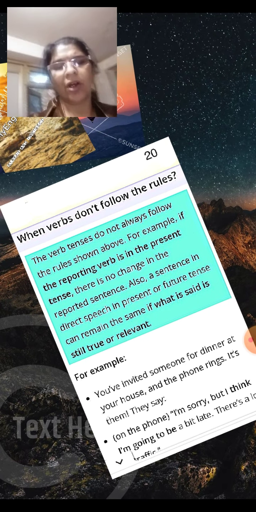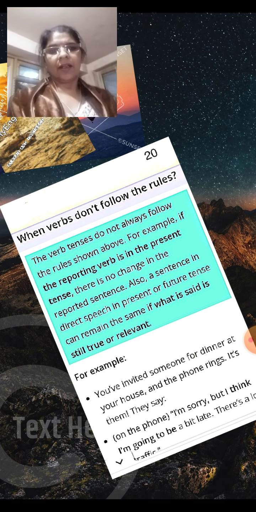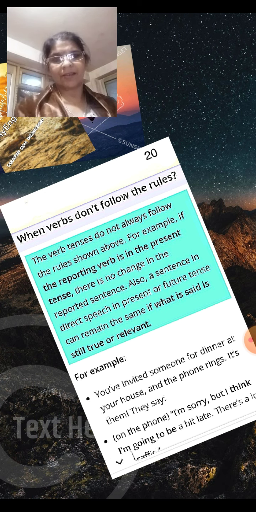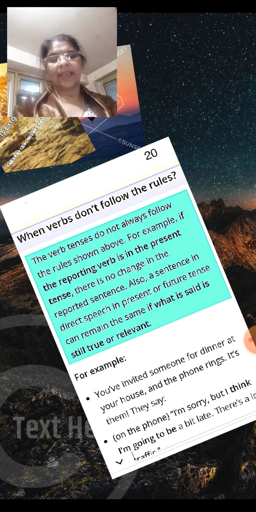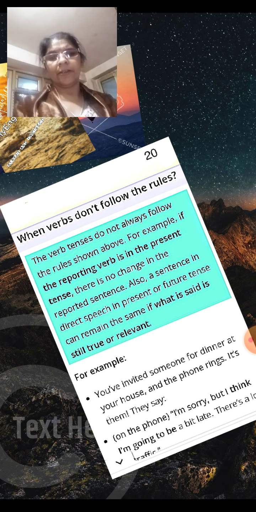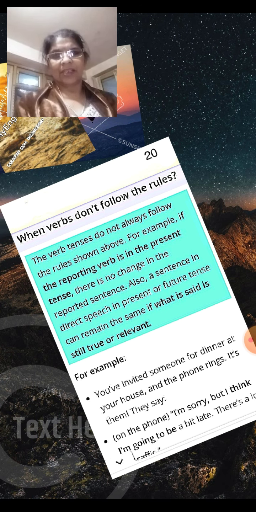When verbs don't follow the rules. The verb tenses do not always follow the rules shown above. For example, if the reporting verb is in the present tense, there is no change in the reported sentence. Also, direct speech in the present or future tense can remain the same if what is said is still true or relevant.